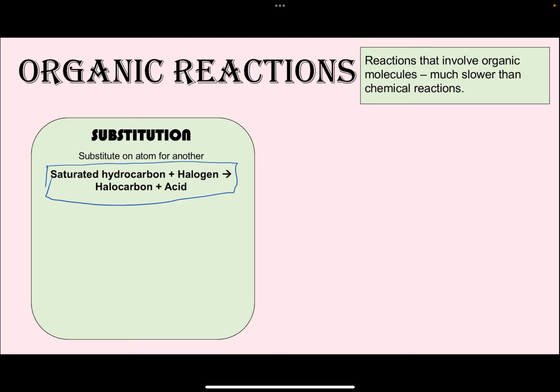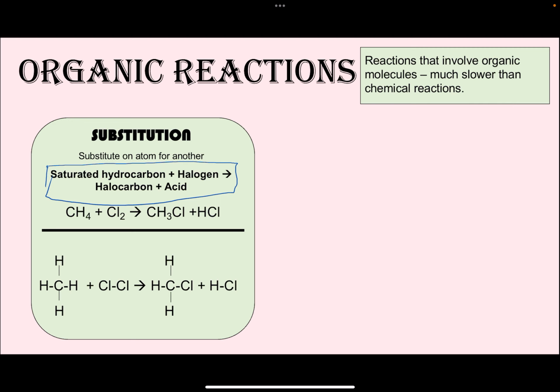Don't just say something is getting substituted by the other thing. Okay, make sure that you know what it looks like. So this is an example of your substitution reaction. As you can see, we have a hydrogen that is leaving this compound and combining with one of the chlorines, and then the one chlorine that is left is taking the place of that hydrogen. So we get a halocarbon and an acid.